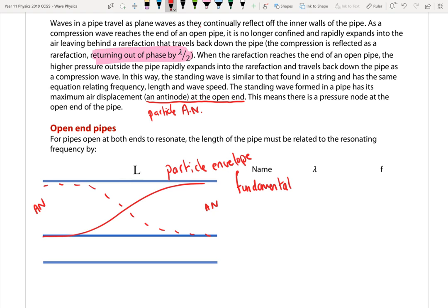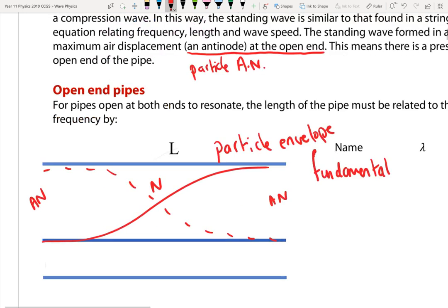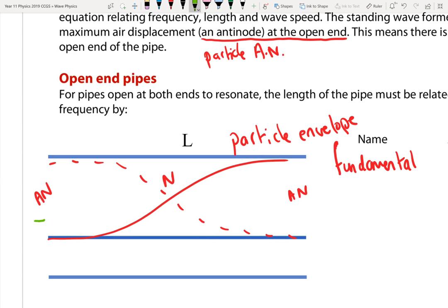Alright, so with the strings, it's the opposite. For a string, we've got a particle node at each end and a particle antinode in the middle. For pipes, it's flipped. We have a particle antinode at each end and we've got a particle node in the middle.